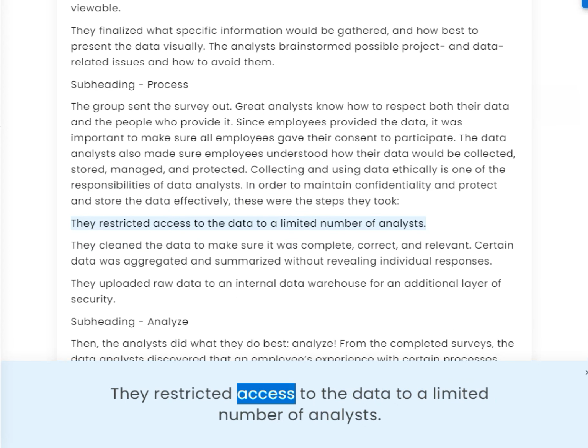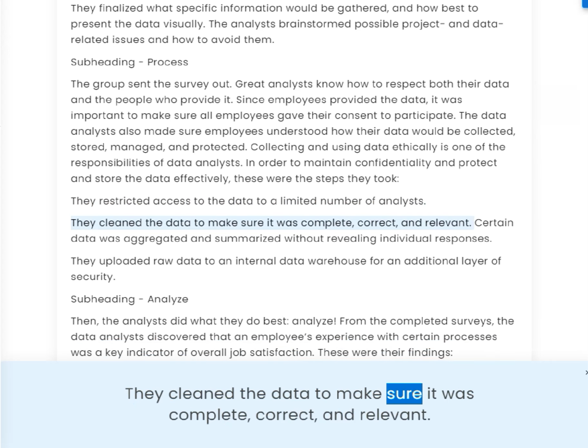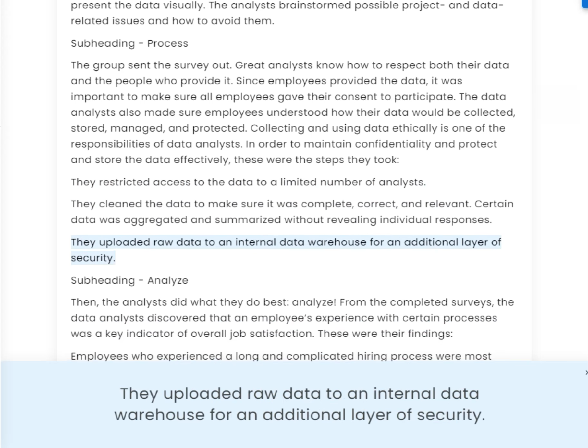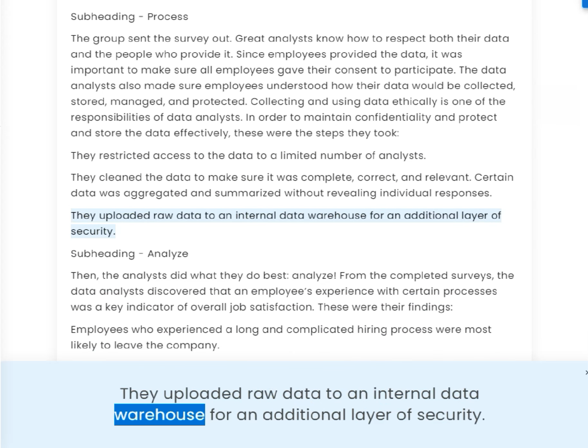They restricted access to the data to a limited number of analysts. They cleaned the data to make sure it was complete, correct, and relevant. Certain data was aggregated and summarized without revealing individual responses. They uploaded raw data to an internal data warehouse for an additional layer of security.